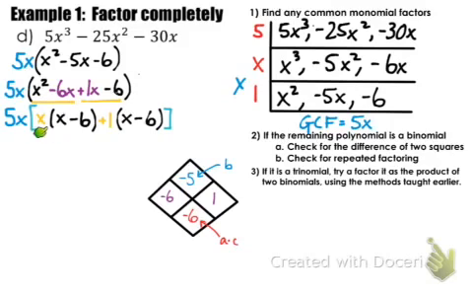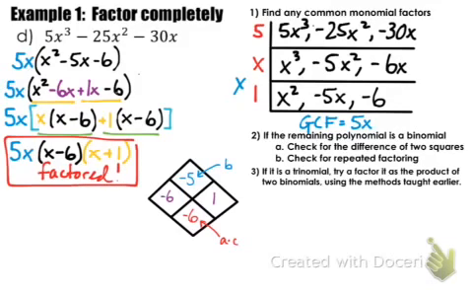So finally we have two groups, the first set of products and the second set of products. And both products have a common factor of x minus 6. So we have the 5x times x minus 6, and in the first group we're left with just an x, and in the second group we're left with a plus 1. This would be completely factored.